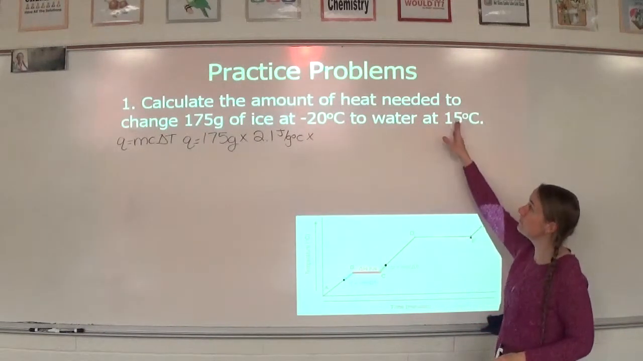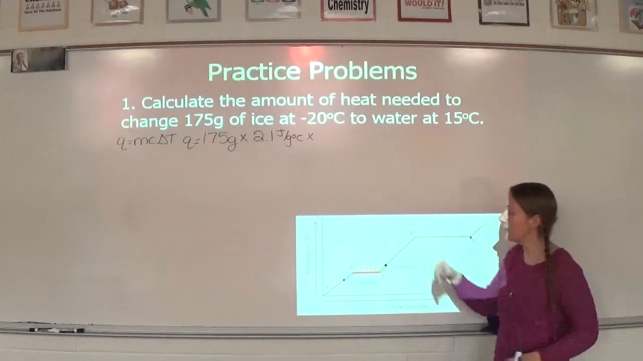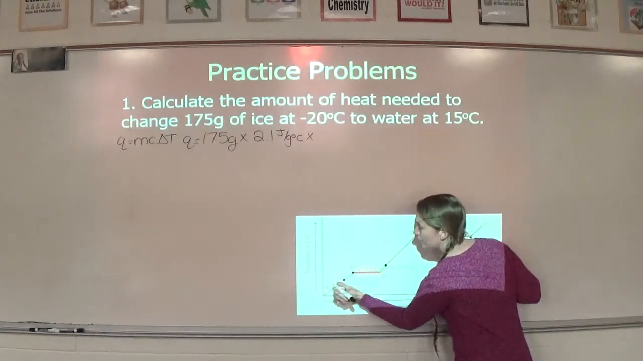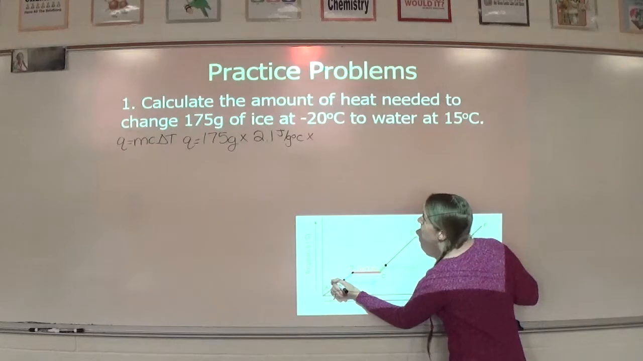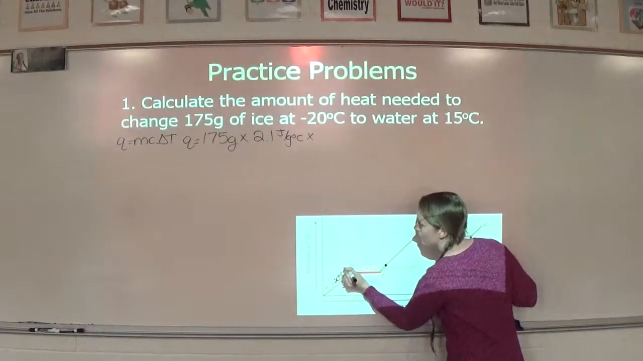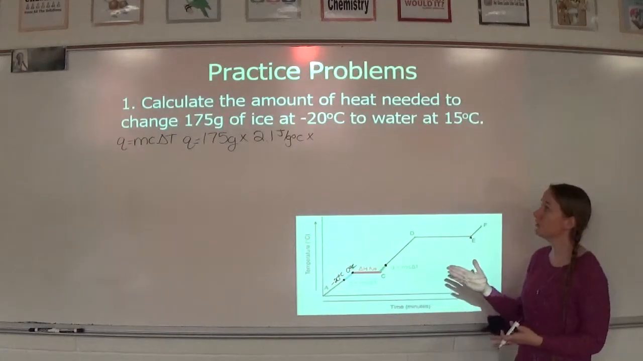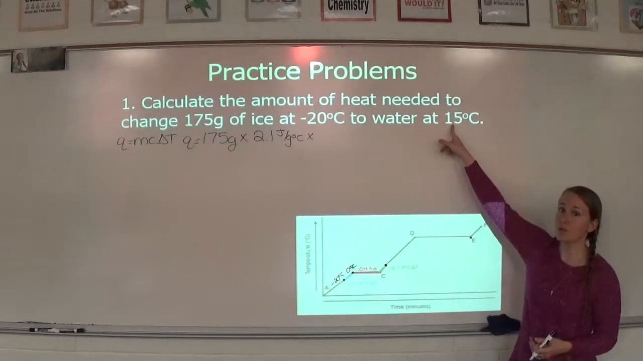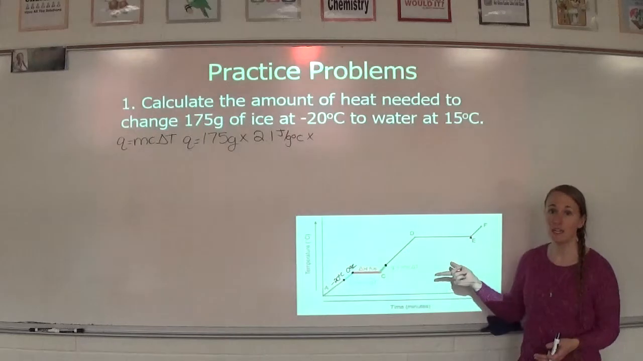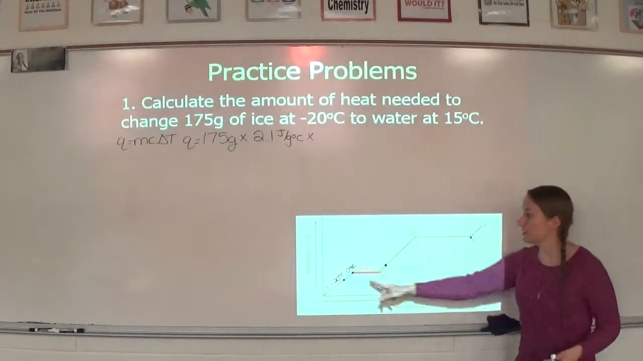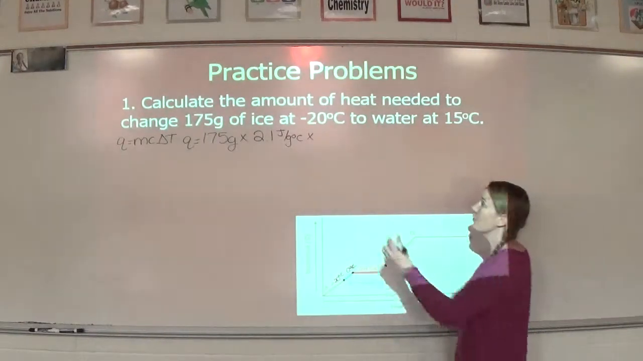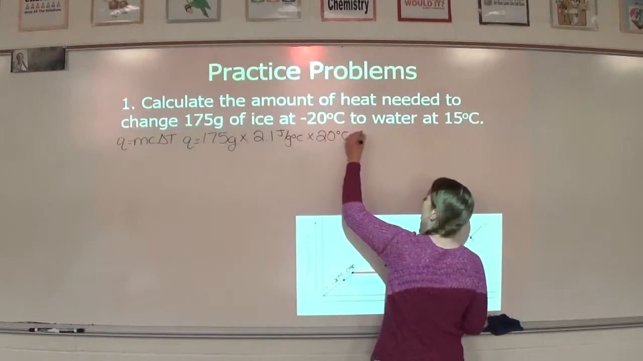Because we're not doing 15 minus a negative 20. If you look on our blue line, we're going from negative 20 degrees Celsius, and we have to stop at 0. So that's where you have to be careful. You can't just assume we're going all the way to 15. It's not ice all the way at 15, it's water at that point. So 0 minus a negative 20 is, of course, a 20 degrees Celsius change.